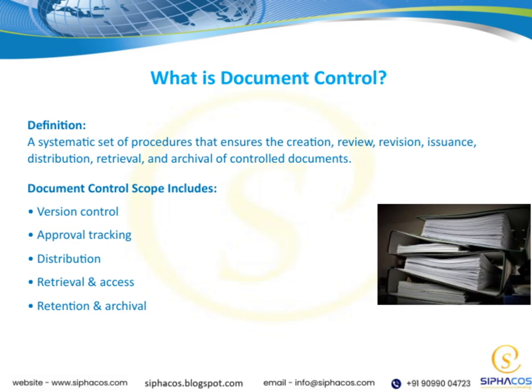When we talk about the scope of document control, several key elements come into play. First, there's version control, making sure we always know which version of a document we're working with. Then, approval tracking helps us monitor who has authorized each document and when. Distribution ensures the right documents reach the right people at the right time, preventing confusion or miscommunication. Retrieval and access are about making documents easy to find and secure, so sensitive information isn't exposed unnecessarily. And finally, retention and archival manage how long we keep documents and how we store them for future reference.